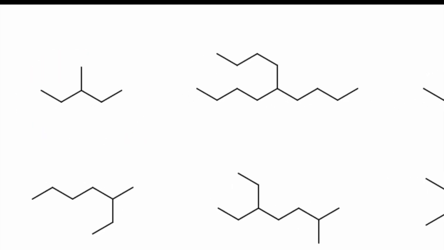All right, so our first step is the same as what we just discussed. We need to find that parent chain. It's the longest continuous set of carbons. So what we're going to do is count 1, 2, 3, 4, 5. Since this is my longest set of carbons here, this is the parent chain of that molecule. Okay, so my parent chain here is a pentane.